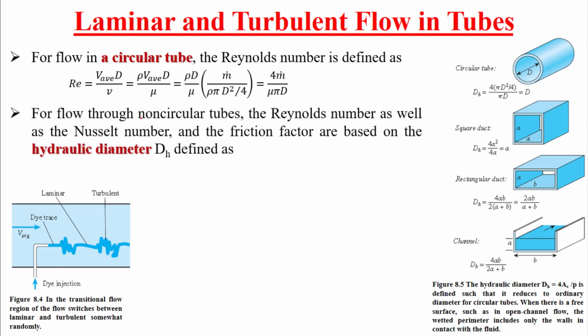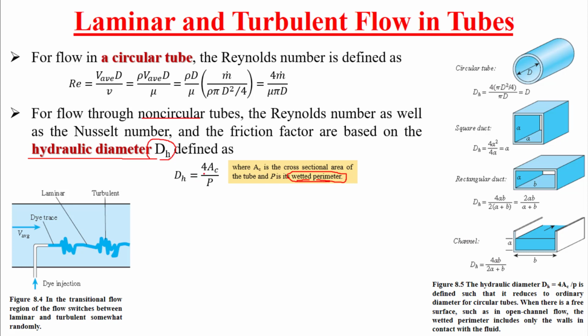Now for a flow through non-circular tubes, we need to calculate what we call the hydraulic diameter. So hydraulic diameter for non-circular tubes is calculated from this equation. D hydraulic equals 4 multiplied by cross-sectional area divided by perimeter, or wetted perimeter to be specific.